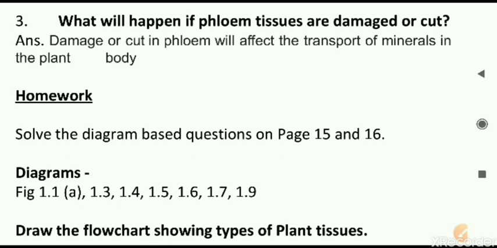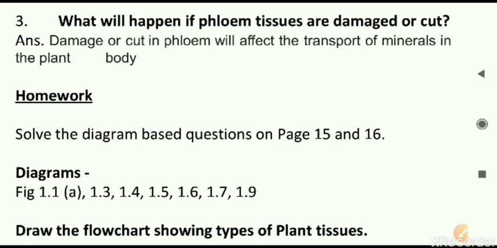Next, these diagrams you have to draw, figure numbers are mentioned there. These all you have to draw in your class notebook. The last one: draw the flow chart showing the types of plant tissue. A flow chart has been given that shows the different types of plant tissues, that also you have to draw. This all is your homework.